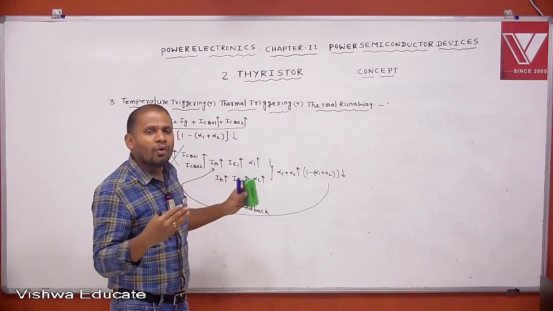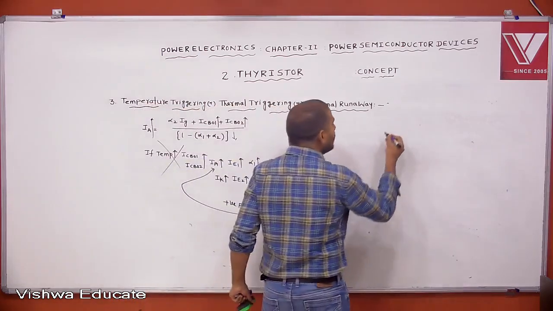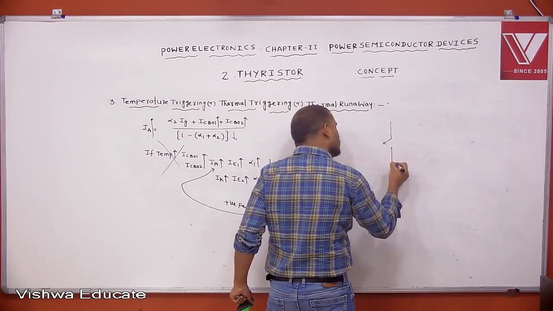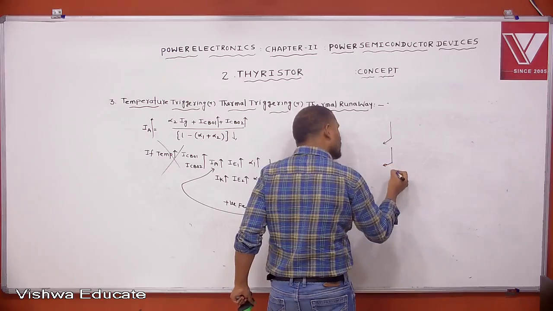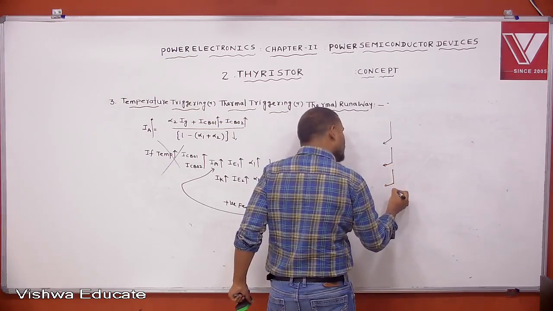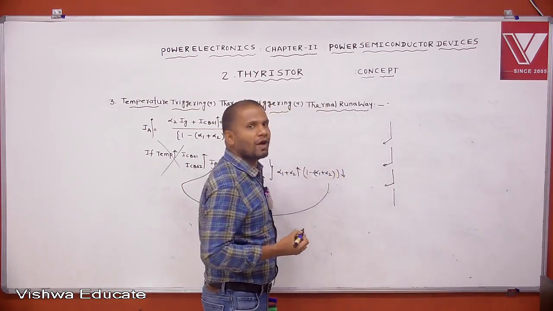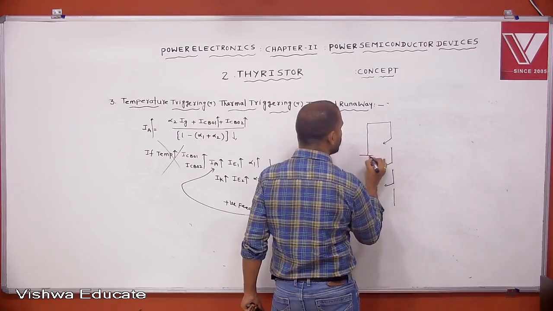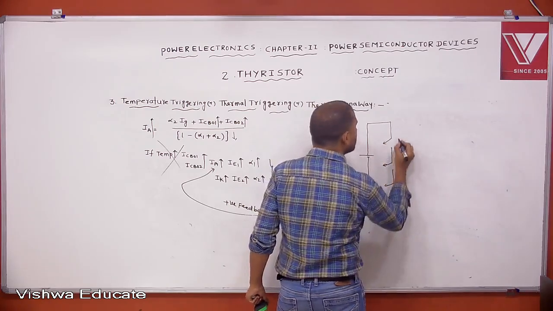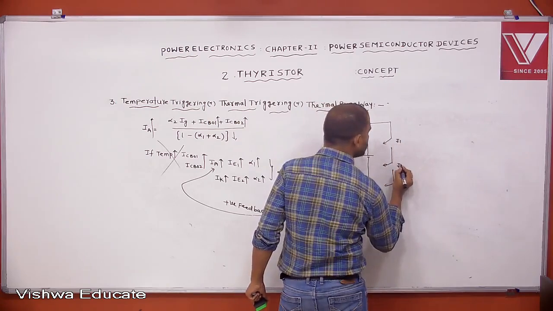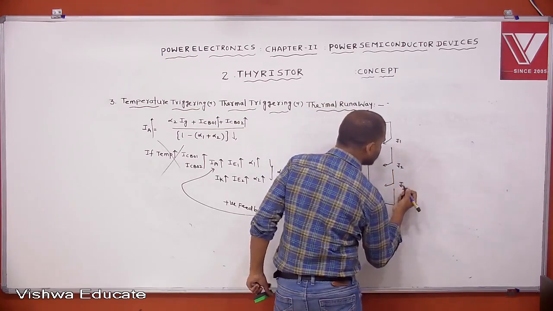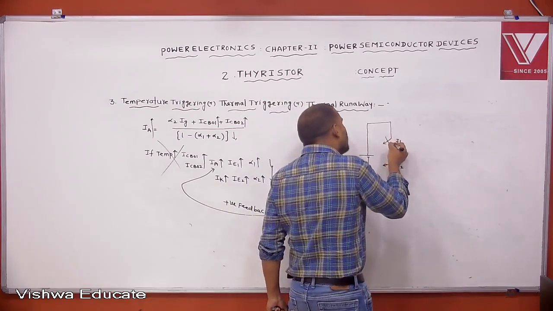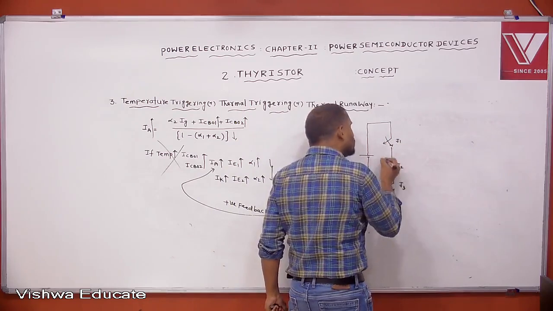Now, how is it happening? Let us see. You know that the thyristor is under forward blocking mode. This is J1, this is J2, and this is J3. Under forward blocking mode, J1 is closed, J3 is also closed, but J2 is open.